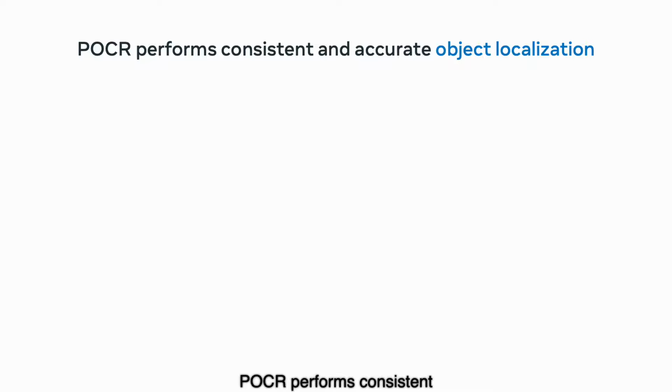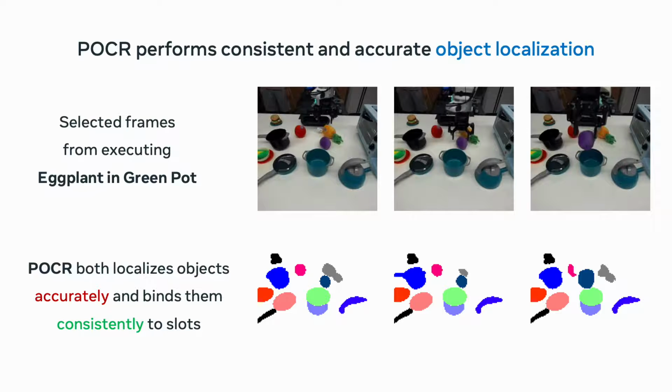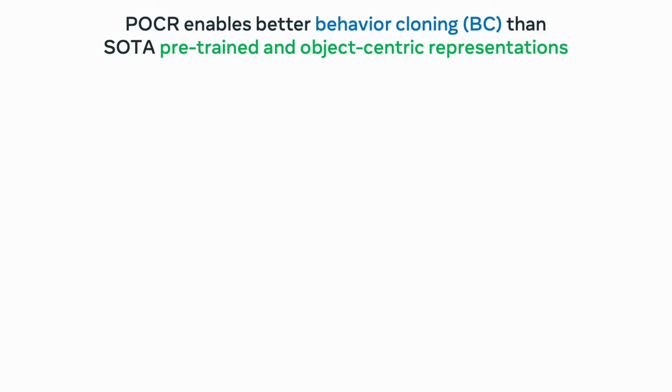POCR performs consistent and accurate object localization. Here are some selected frames from the real-world task eggplant in green pot, and we see that POCR localizes objects accurately and binds them to slots in a temporally consistent way.